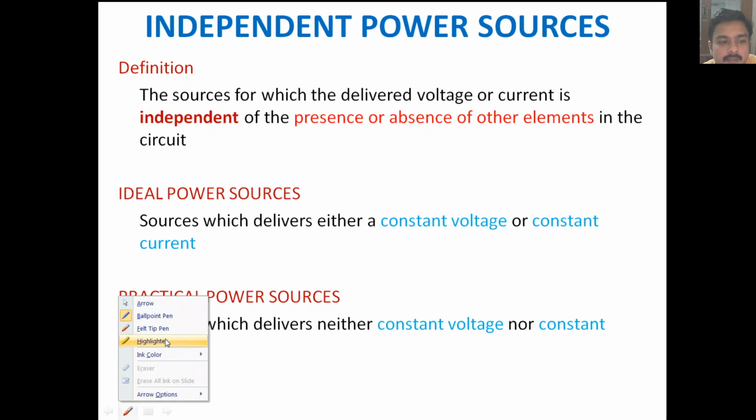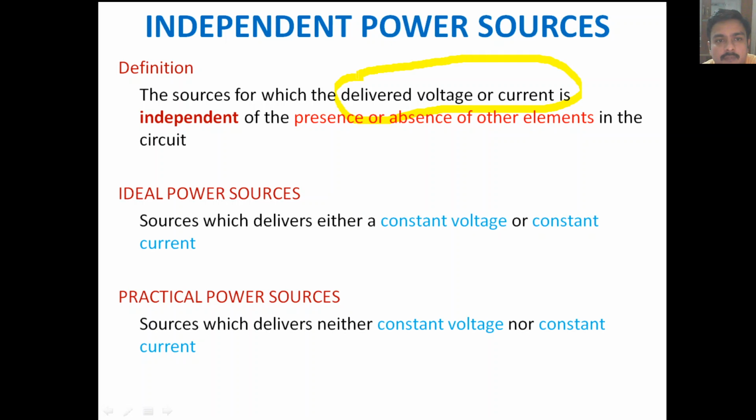The definition of independent sources says that whenever the delivered voltage or current is independent, the main word is independent, it should be independent of the presence or absence of other elements in the circuit, whether there is a resistor or inductor, even a transformer or diode. The delivered voltage or current should not be dependent upon that. It should supply a constant value of either voltage or current. So independent power sources are the ones which deliver constant voltage or current.